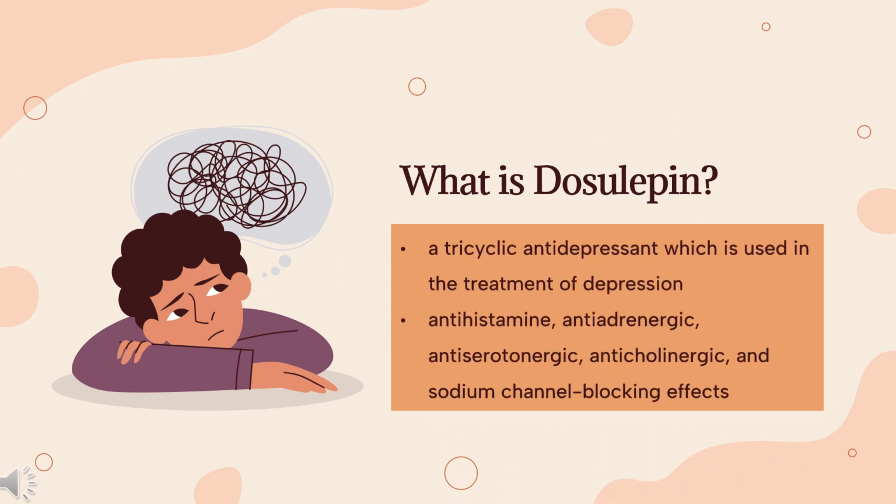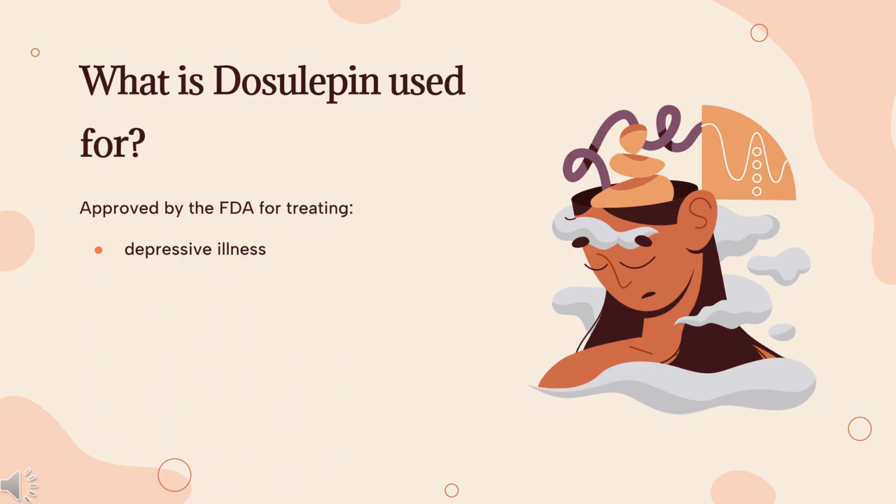What is Dosulepin? Dosulepin, also known as dothiepin and sold under the brand name Prothiaden among others, is a tricyclic antidepressant which is used in the treatment of depression. It acts as a serotonin-norepinephrine reuptake inhibitor, SNRI, and also has other activities including antihistamine, antiadrenergic, antiserotonergic, anticholinergic, and sodium channel blocking effects. What is Dosulepin used for? Indicated in the treatment of symptoms of depressive illness, especially where an anti-anxiety effect is required.